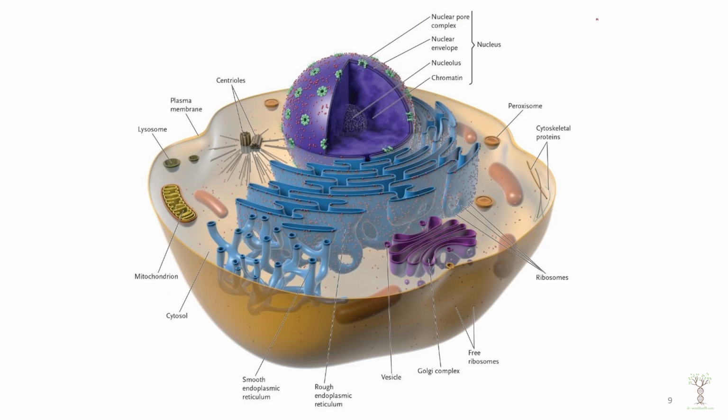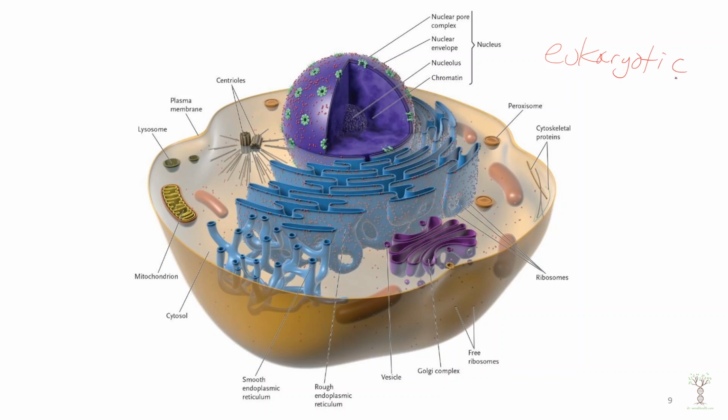Now we're going to look at eukaryotic organisms. So we're going to look at a single cell, and we're going to compare prokaryotic cells and eukaryotic cells. Do they have anything in common, or are they completely different? Here's a typical eukaryotic cell.